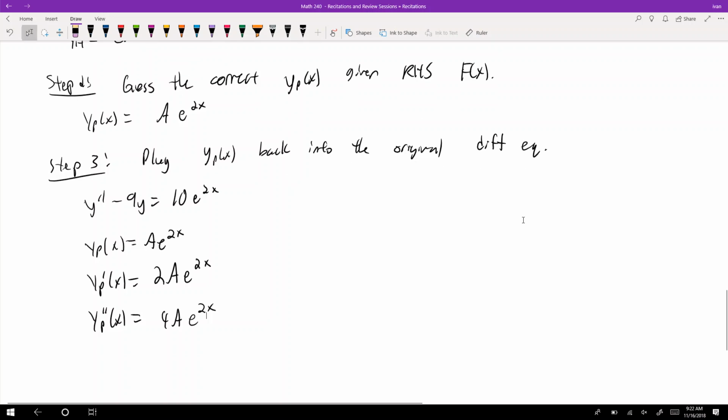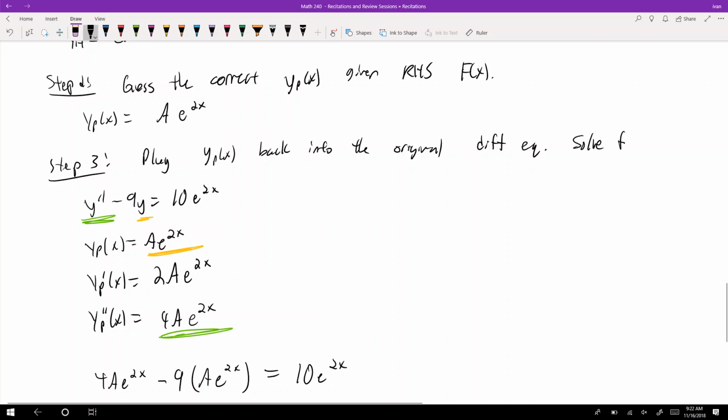Now we just plug all this back into my equation. So y double prime is now 4a e to the 2x. So this is going to be 4a e to the 2x minus 9 times y, but y is a e to the 2x, is equal to the right-hand side 10 e to the 2x. And up here, we want to say we solve for the constants. But after you do this a lot of times, it becomes immediately clear what you're supposed to do.